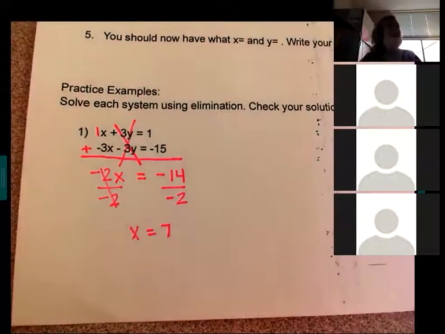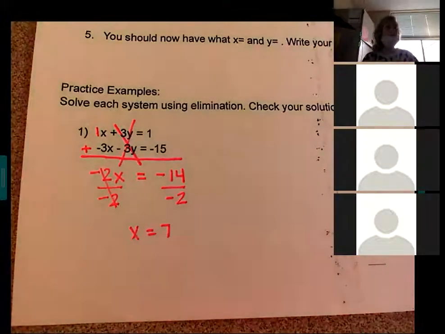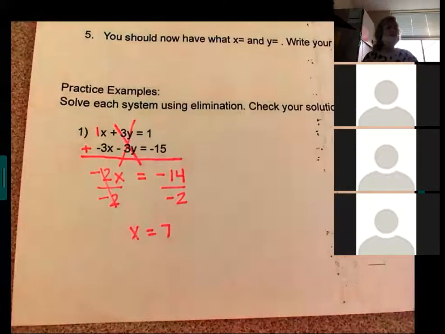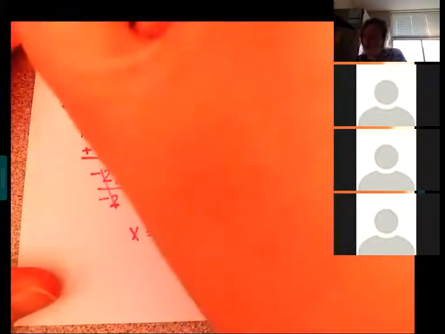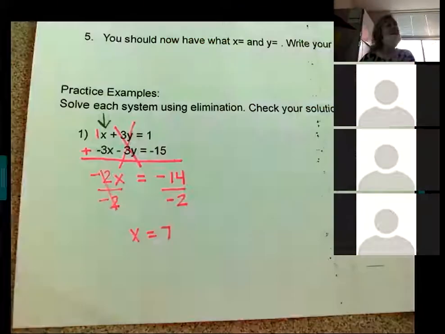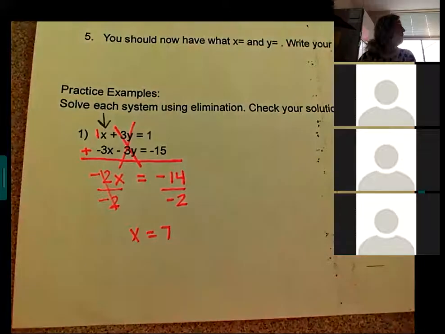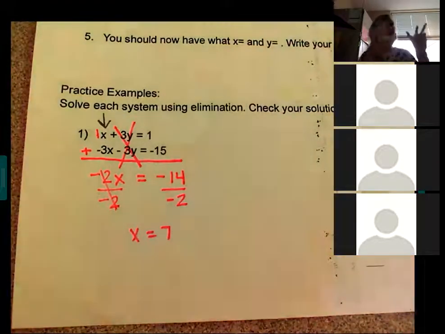X is 7. That was really easy, right? Now, where could you go put that to find y? No, not in Desmos. We're not using Desmos. This is by hand. This is on the non-calculator. Yes, either one of these. Put it back in one of the ones you started with. Okay? So listen. Everybody listen, because there's a lot of excitement, which is good.